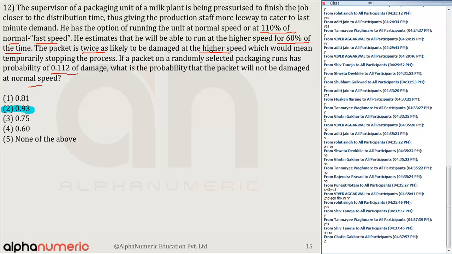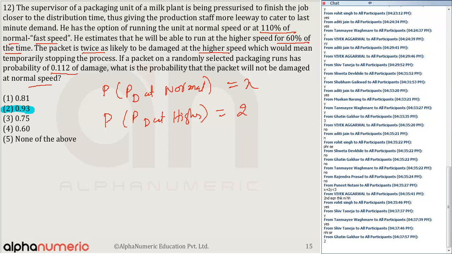Let us assume that the probability that the packet will get damaged at normal speed is x, and the probability that the packet will get damaged at higher speed is going to be equal to 2x, because, just double है given है, the package is twice as likely to be damaged at the higher speed.